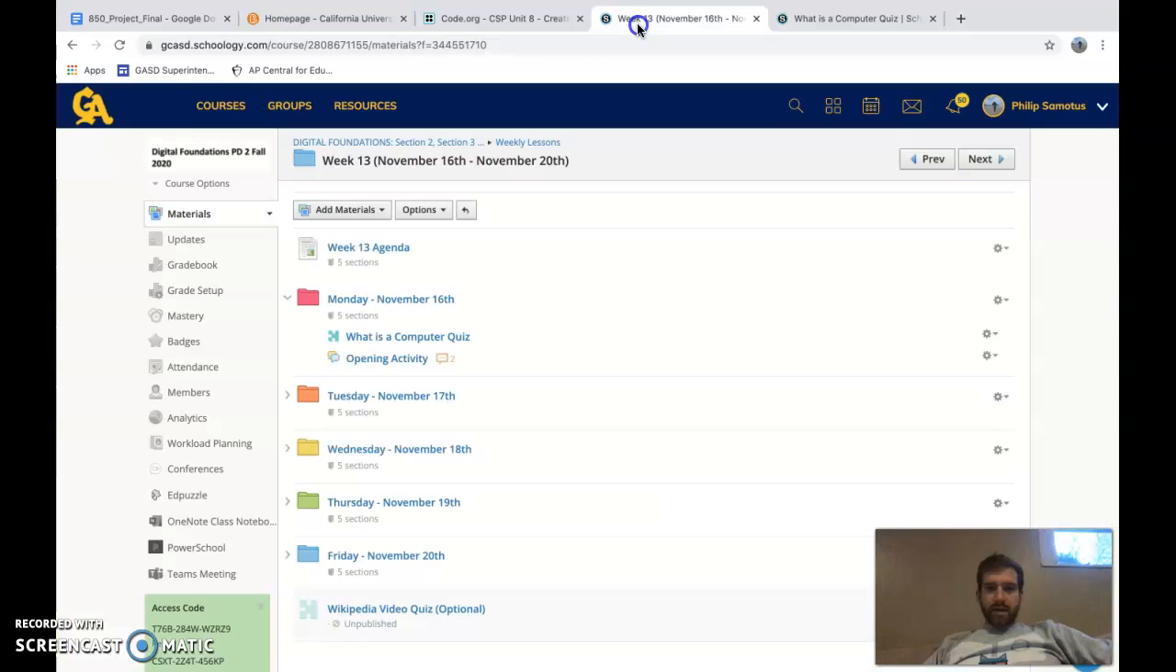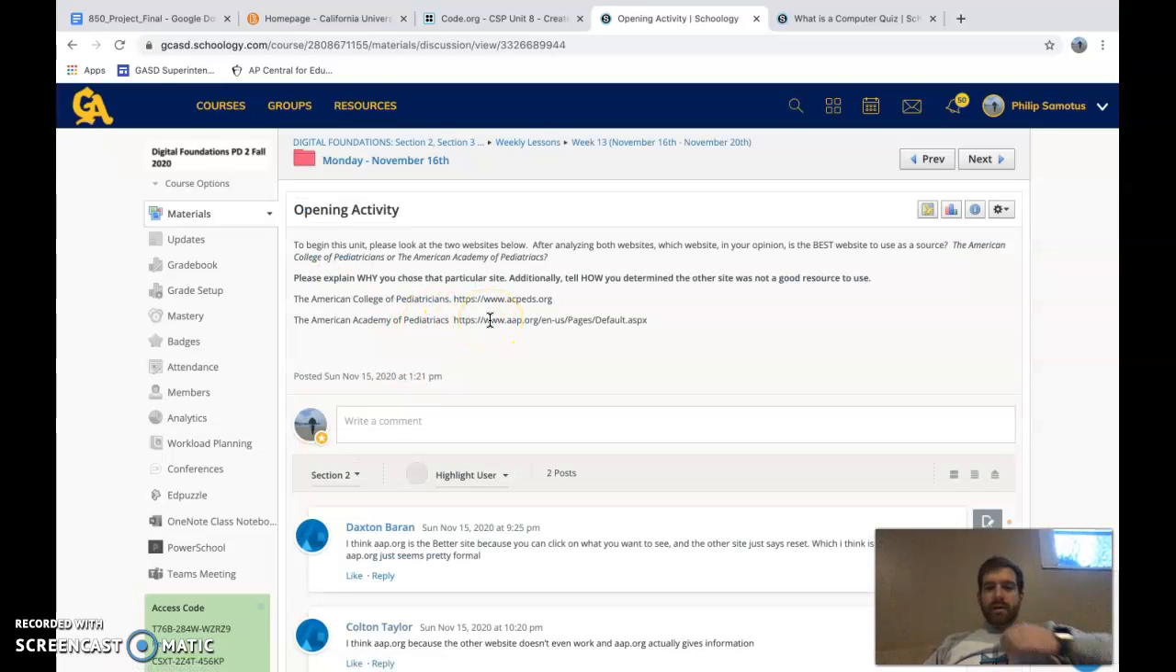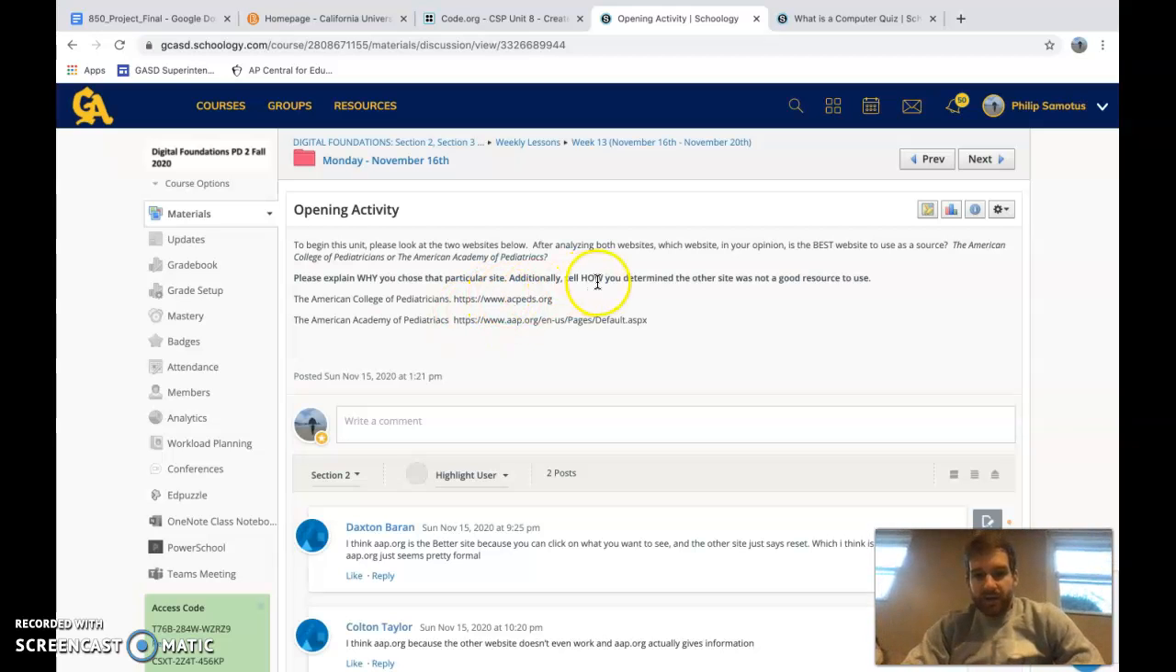The other thing that we want to take a look at for today is this discussion board that says opening activity. So we're going to start looking at the credibility of sources this week. This is probably one of my more favorite units that we do. So basically you're going to be analyzing these websites and then just saying which one you think is the best source between the two and why you would say that. So we'll be exploring what to look for a little bit more as we move through this unit. But this is just kind of like an introductory activity.